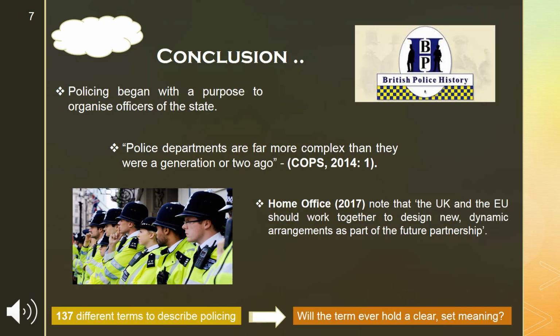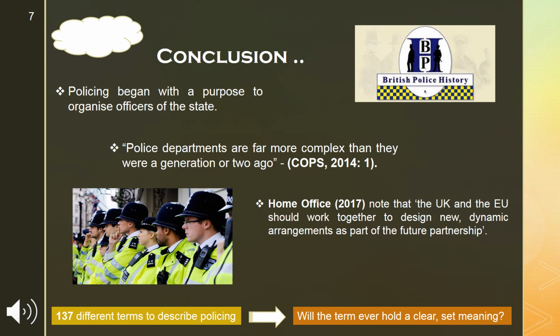To conclude, policing began with the purpose to organise officers of the state. However, COPS 2014 state that police departments are far more complex than they were a generation or two ago. The British police has grown and developed from as early as the 400s, where the only form of policing was the poor as watchmen and the law's minimal guidelines, to the present day, where technology is at its most advanced, and seen to be of key importance for the British police.